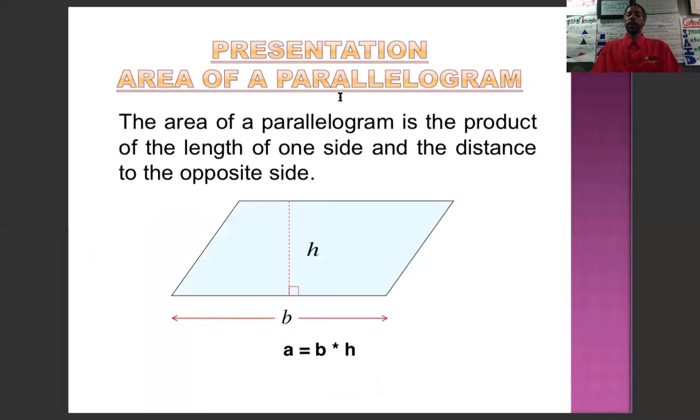To find the area of a parallelogram. The area of a parallelogram is the product of the length of one side and the distance to the opposite side. In this case, we're going to use the terms base and height, like we did with triangles. So the area equals the base times the height.